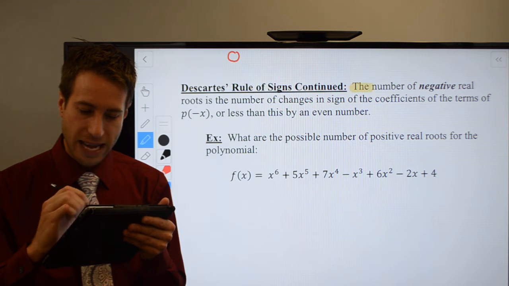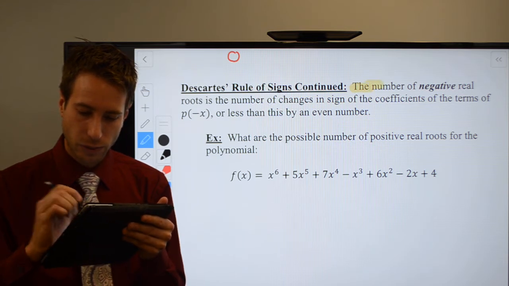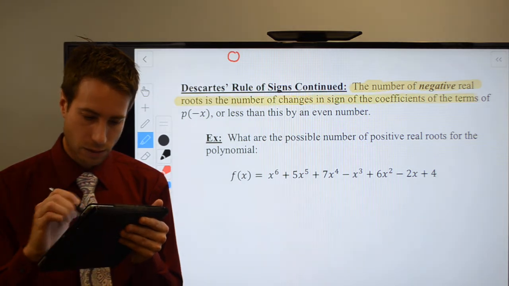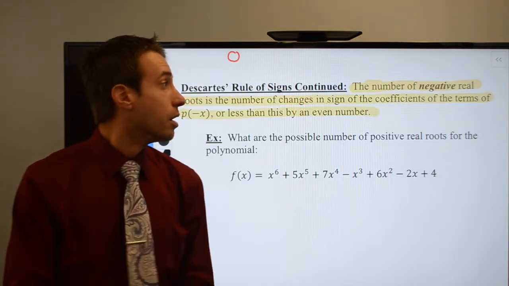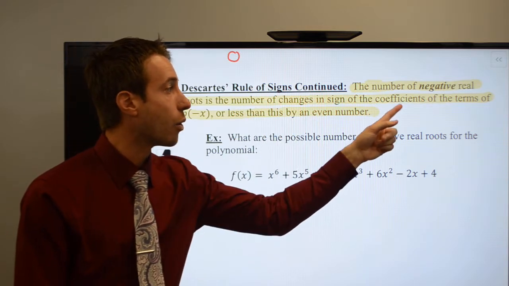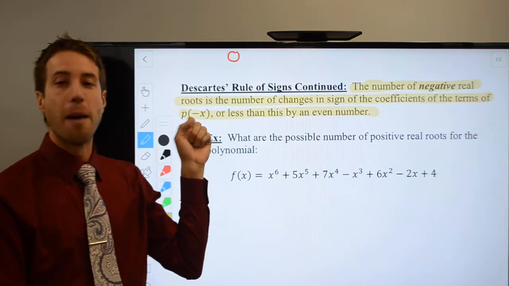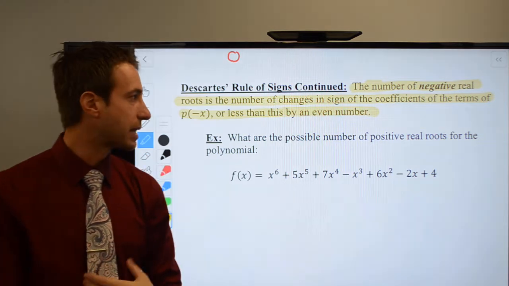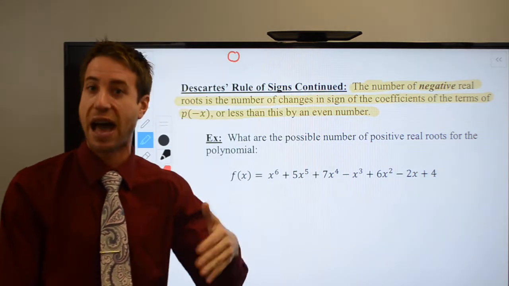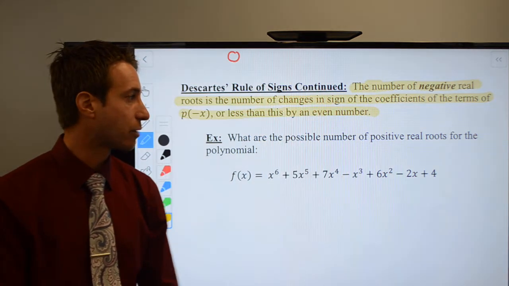The number of negative real roots is the number of changes in sign of the coefficients of the terms of p of negative x. And I'll tell you what that means here in just a second. Or again, same thing, or less than that by an even amount. So here's what we're going to do.